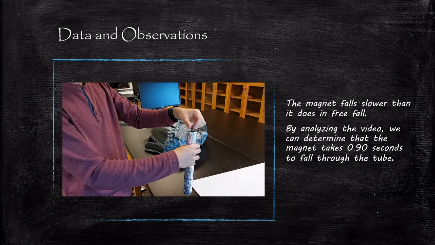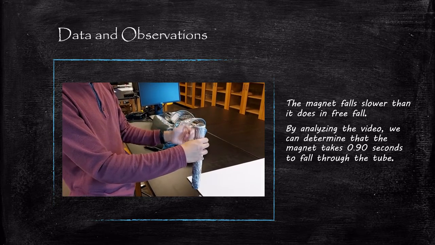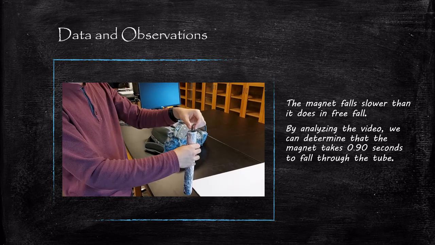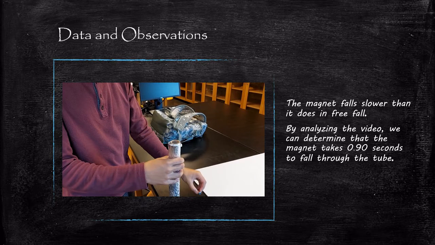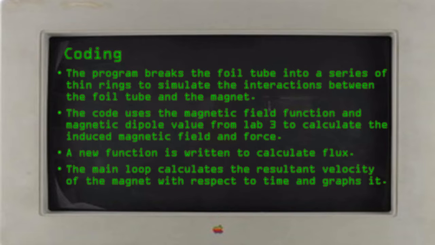Data and observations. Alright, we're going to play this video. The magnet falls slower in this video than it normally does in free fall, and by analyzing this video, we can determine that the magnet takes 0.9 seconds to fall through the tube. Now that we have collected empirical data, we will move on to the coding section.